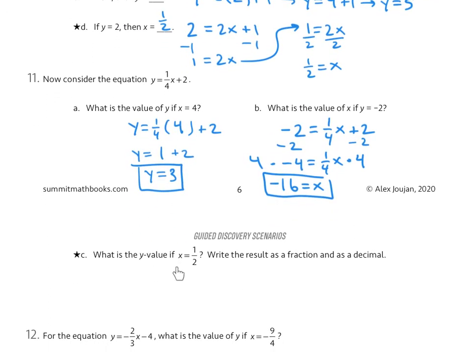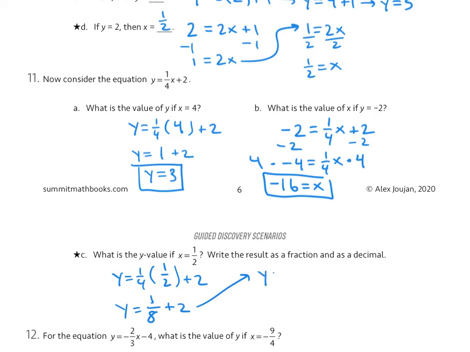What is the y value if x equals 1/2? Write the result as a fraction and as a decimal. x equals 1/2. Let's write the equation. y equals 1/4 x plus 2. I can replace x with 1/2. 1/4 times 1/2 equals 1/8. So y equals 1/8 plus 2.